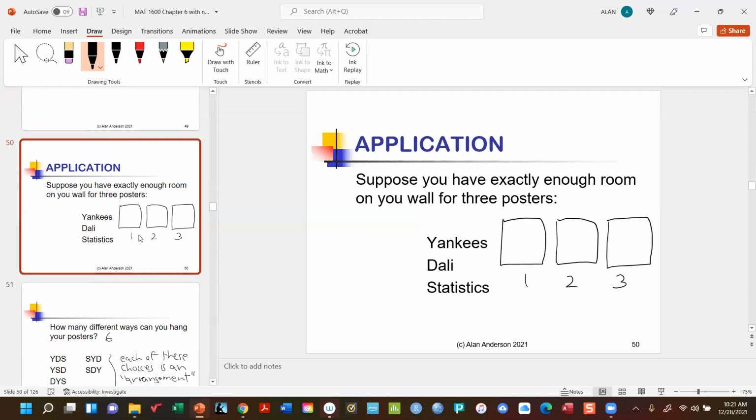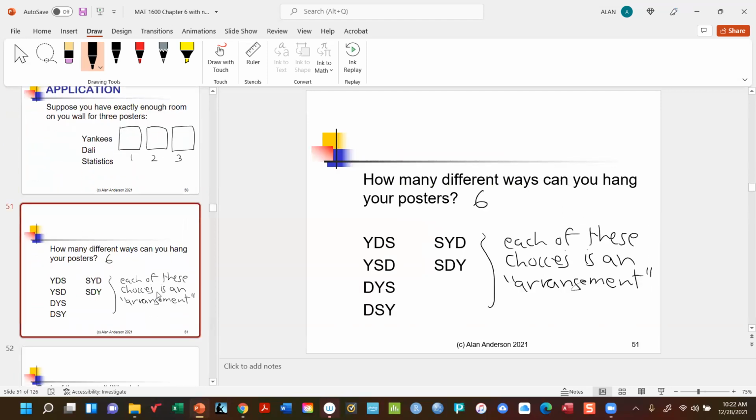Now here I used a simple example, posters in your bedroom. Suppose you have exactly enough room on your wall for 3 posters. How many ways can you hang them? Well, each way you hang the posters is a different arrangement because all you're doing is changing the order. You're not selecting some of the posters. You're taking all three of them and changing the order. And it turns out there are 6 different ways of doing this. And we've listed them all. Every one of those choices is known as an arrangement, because again, you're just taking the same 3 objects and changing the sequence.